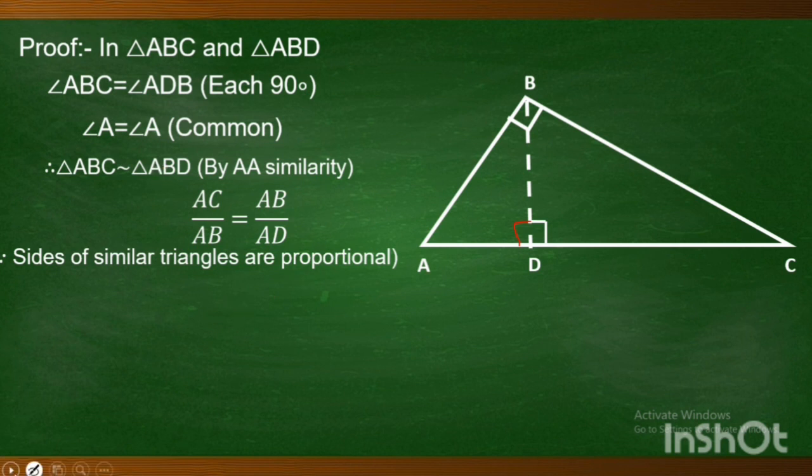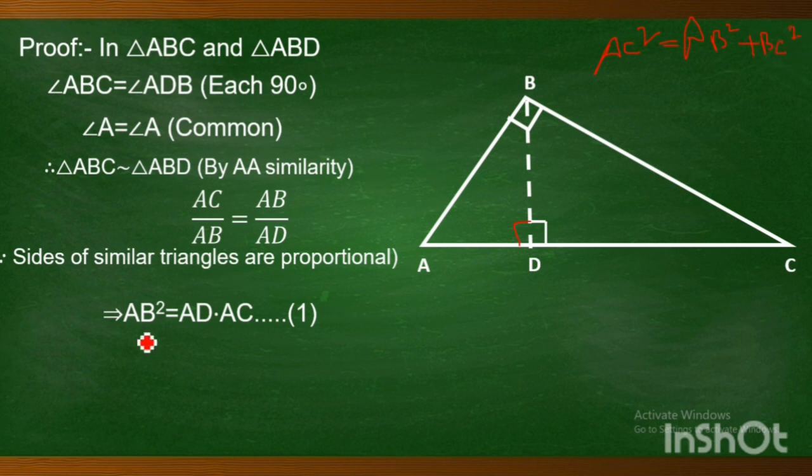Now from here, when we cross multiply, AB into AB will be AB square, equals AD into AC. This is equation 1. If you remember, what we have to prove was AC square equals AB square plus BC square, correct? So from here we got AB square. Now we'll find out BC square.